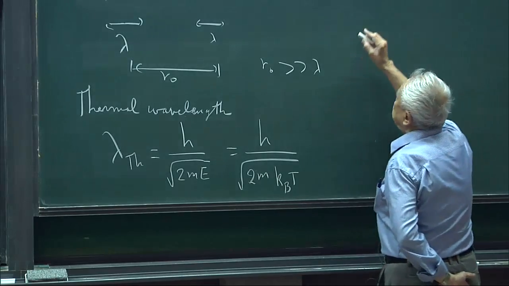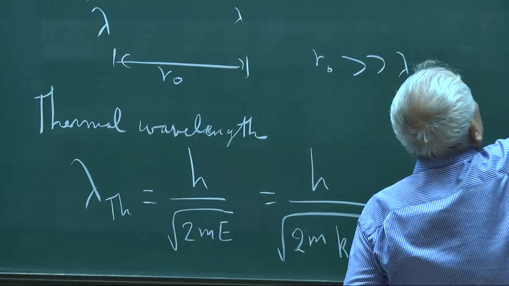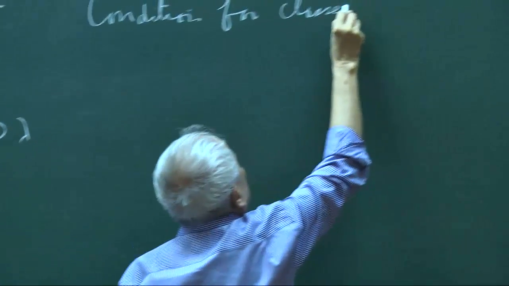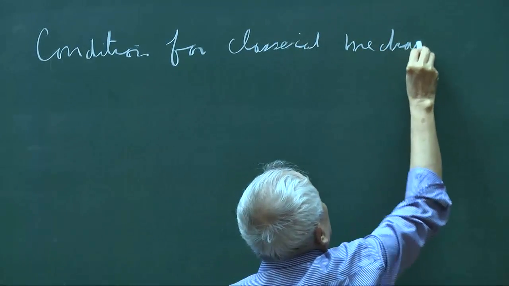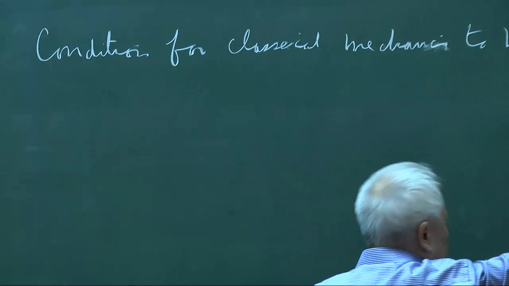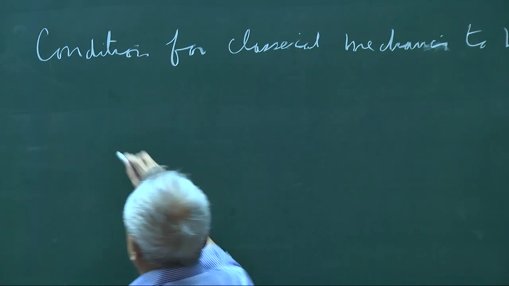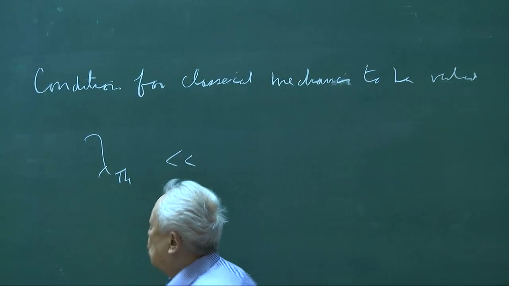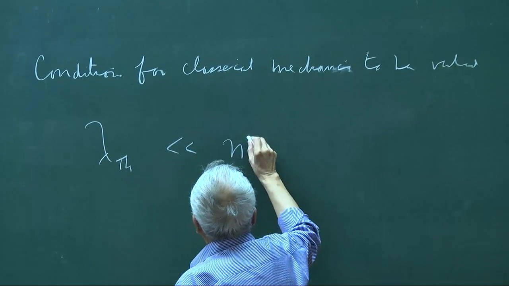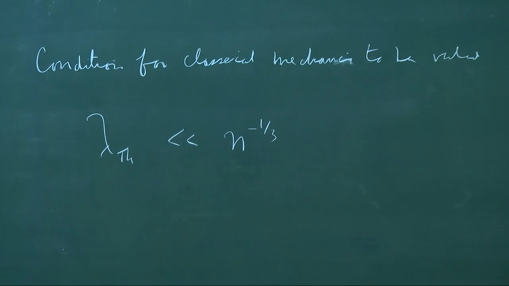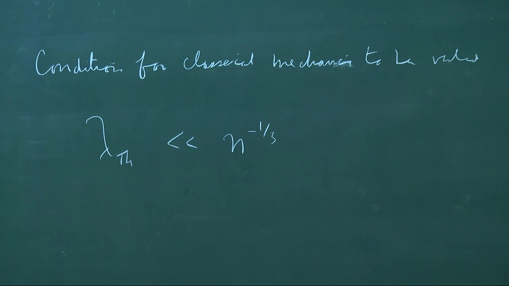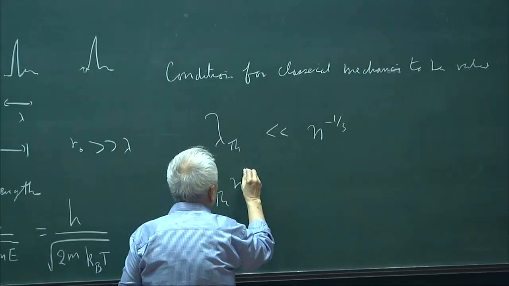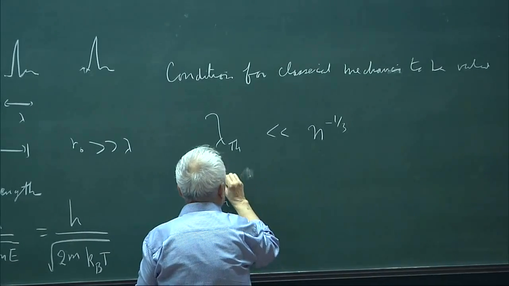And so the condition for classical mechanics to be valid is that the thermal wavelength must be much less than the average atomic separation, which is proportional to the density to the minus 1/3 power. So then you can substitute in some of the quantities, or you can write this as lambda thermal cubed times n is much less than 1.